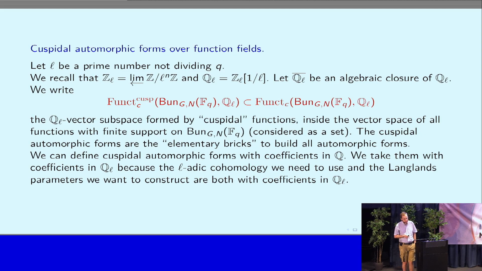There is a notion of cuspidality, which I cannot explain here. It involves a parabolic subgroup of G. It means that it does not come by induction from a Levi subgroup. And so we have these two vector spaces. And the cuspidal automorphic forms are the elementary bricks to build all automorphic forms. We could have defined these vector spaces over Q, but we take them with coefficients in Q_l because we have to use l-adic cohomology and Langlands parameters with coefficients in Q_l. And so everything has to be with coefficients in Q_l for the Langlands correspondence.